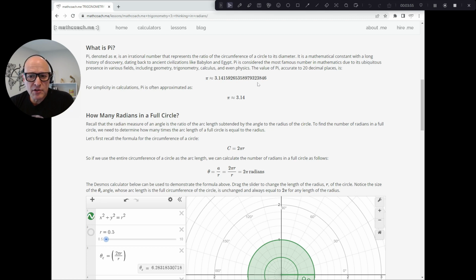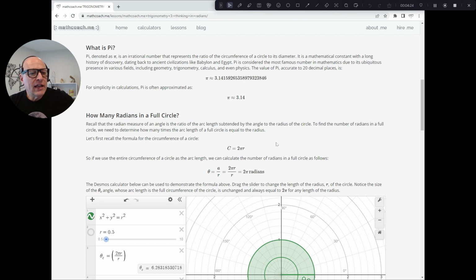However, here's pi to 20 decimal places, 3.141592, and so on, right? Pi is an irrational number. This never stops. It goes on and on and on. There is no repeating number pattern within this. So that's how it's commonly referred to, but just know that it just goes on and on and on. Why would we ever use it? Well, it just naturally occurs in things.